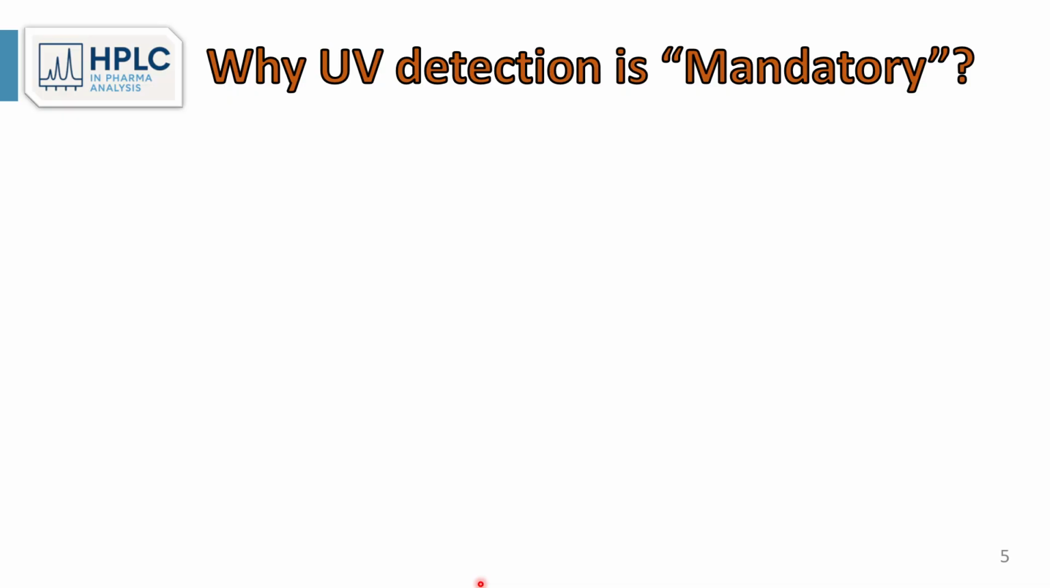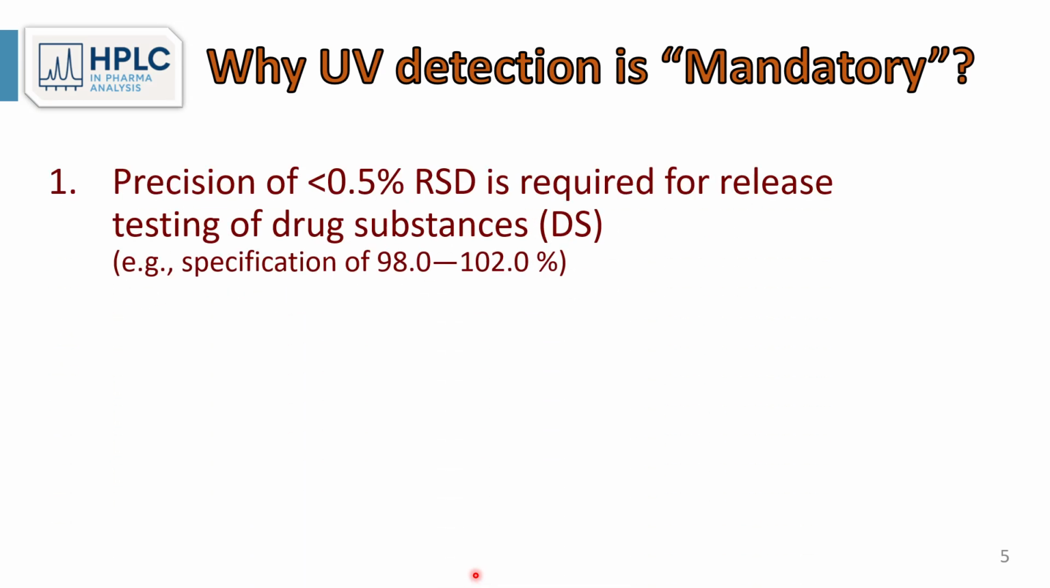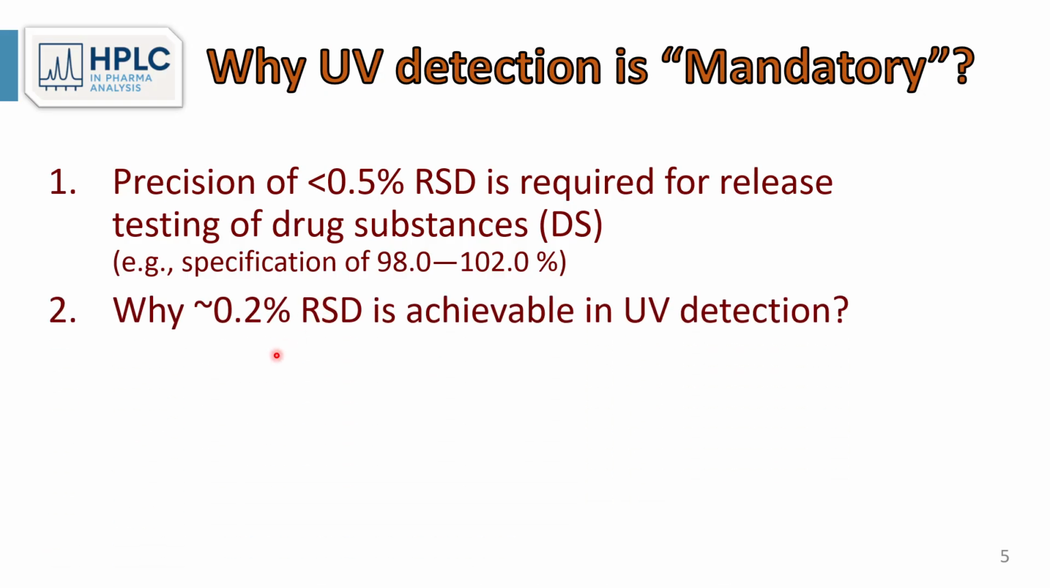Now, why indeed is UV detection mandatory or required? The big question is actually precision, because UV detection has a precision much better than 0.5% RSD, which is actually required for release testing of drug substances with a typical specification of 98.0% to 102.0%. Routinely, an RSD of about 0.2% is achievable in UV detection with modern autosamplers.